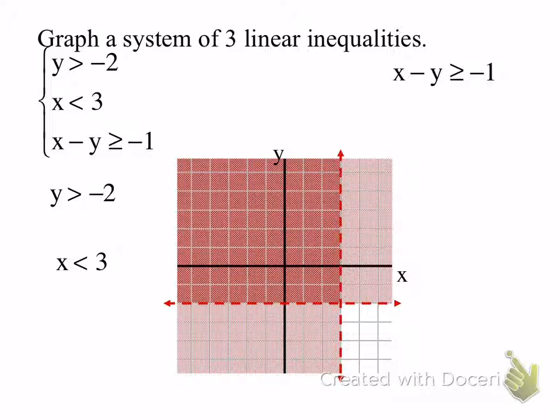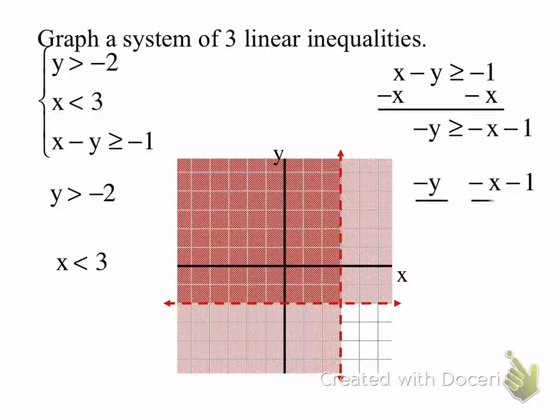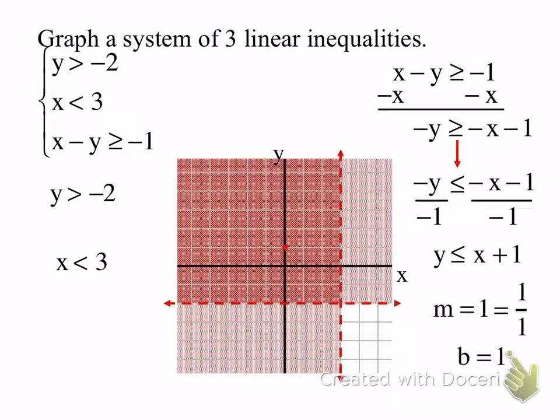We've got to get the y alone. Subtract x. What do I do next, Nicole? Divide by -1 again. And switch the sign, flip the inequality. And now I've got my M and my B, and I plot that line. And my shade, is it solid or is it dashed? Is it shading up or down?